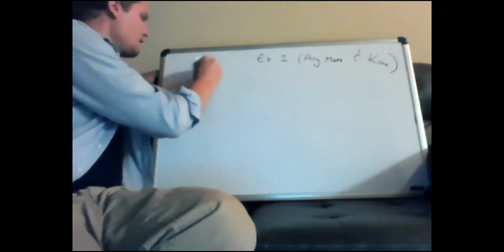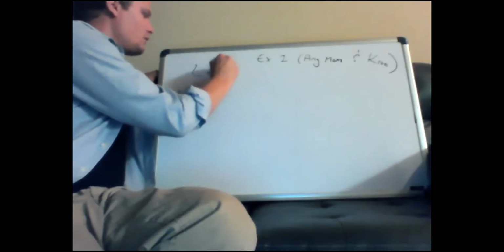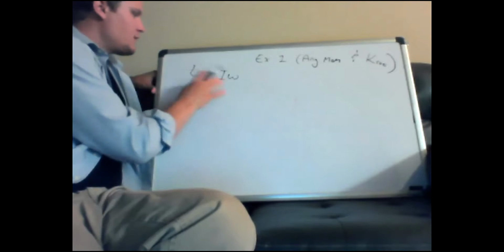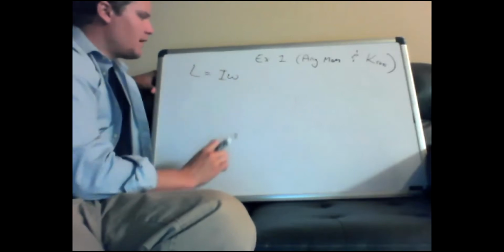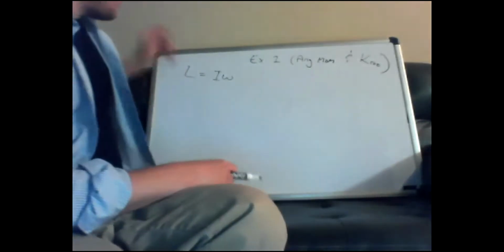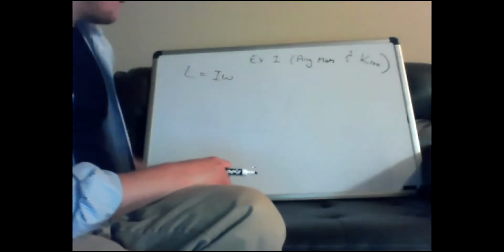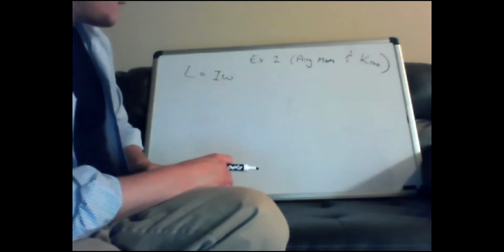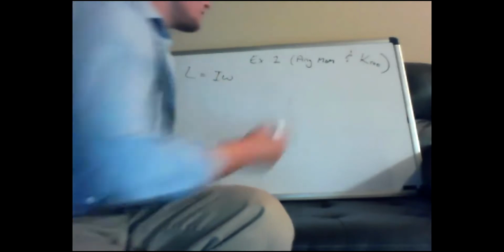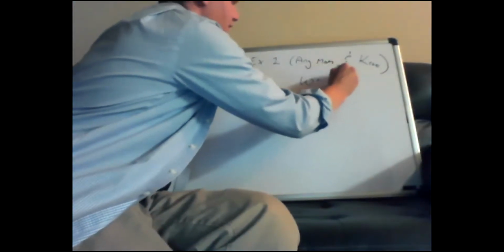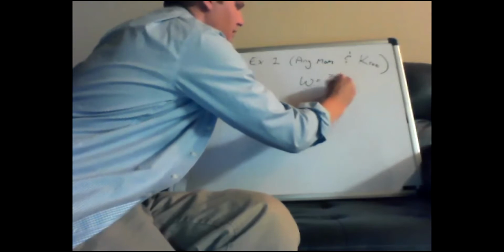Angular momentum is given by L equals I times omega. L is the angular momentum, I is the moment of inertia, and omega is the angular velocity. So in order to calculate the angular momentum of the Earth itself, I just need to know these two quantities, the moment of inertia and the angular velocity. The angular velocity is easy. I have a useful formula for that, which says it's equal to 2 pi over the period T.